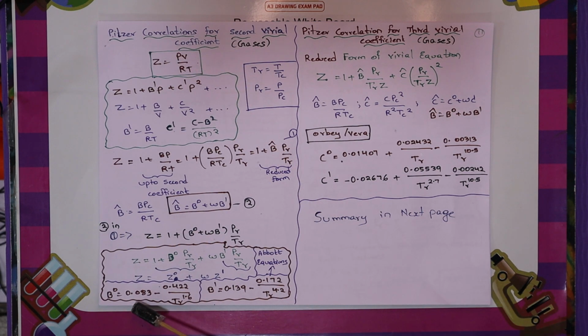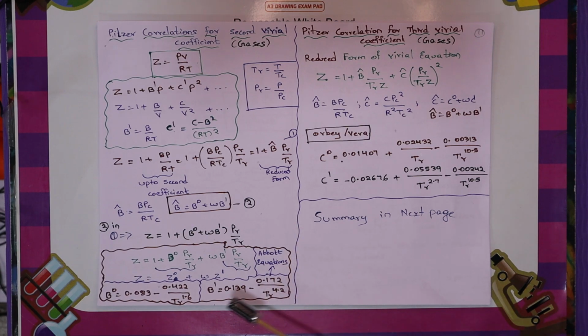To calculate the B0, you have to use this particular expression like 0.083 minus 0.422 by TR power 1.6. To calculate the B dash, 0.139 minus 0.172 divided by TR power 4.2. These both equations are known as Abbott equations. It's a part of Pitzer correlation.